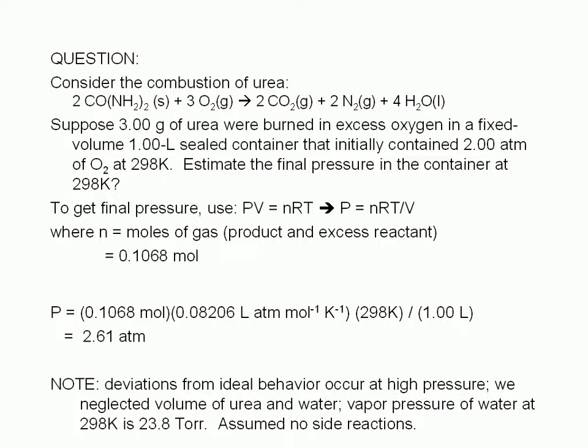Finally, we are assuming that there are no side reactions. Since we have an excess of oxygen, it is in fact possible for the nitrogen product to be further oxidized. A much larger excess of oxygen will also be needed to eliminate the possibility of incomplete combustion, which produces carbon monoxide instead of carbon dioxide.